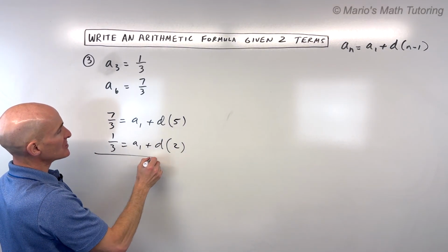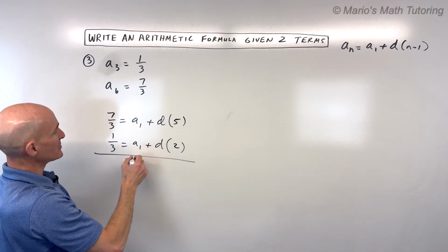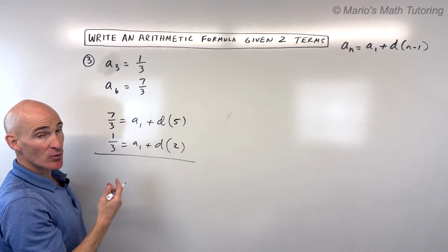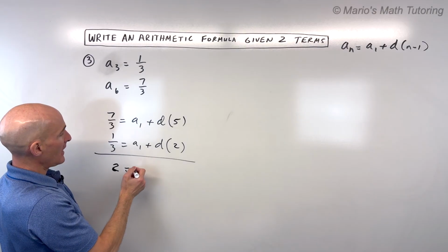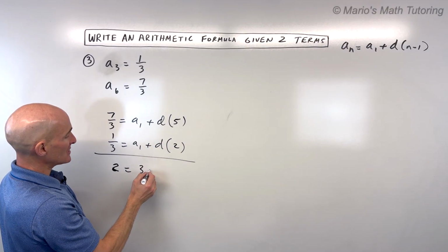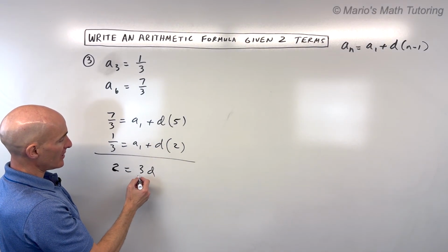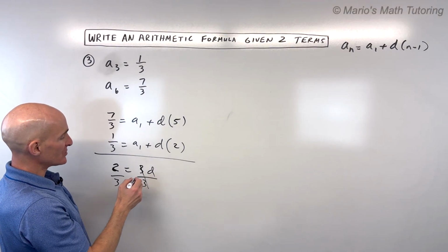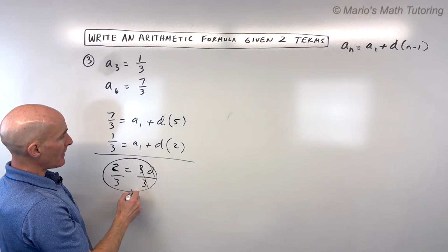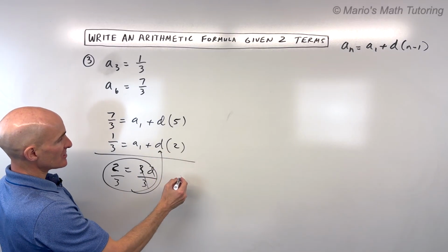So if we subtract these two equations, you can see the a1s are going to cancel. 7/3 minus 1/3 is 6/3, which is 2. And then 5d minus 2d is 3d. So if we divide by 3 to get d by itself, we can see that d is equal to 2/3. We can plug that back into either one of these equations. Let's just do that one right there.